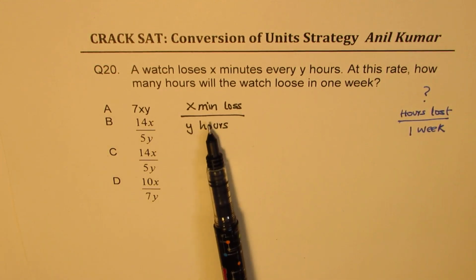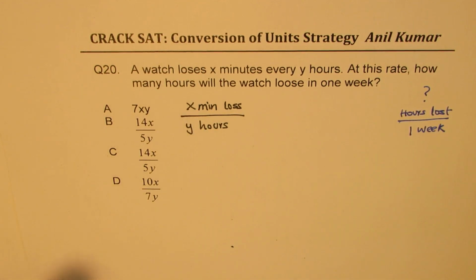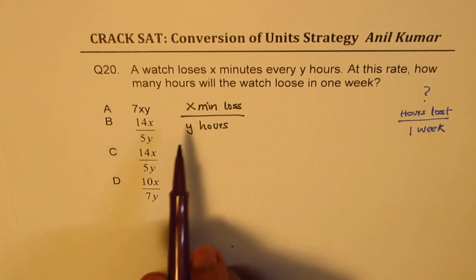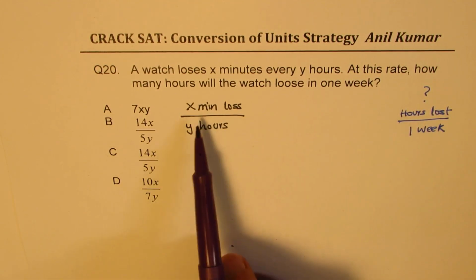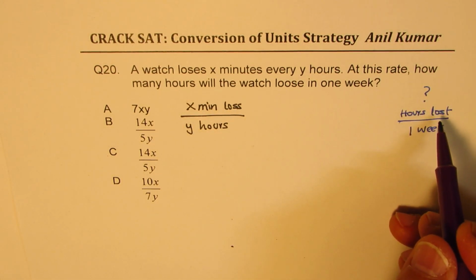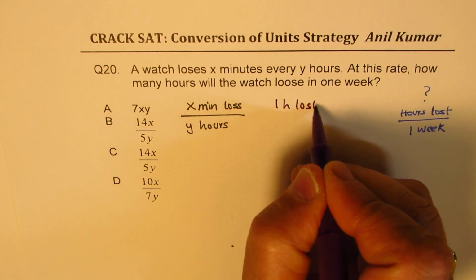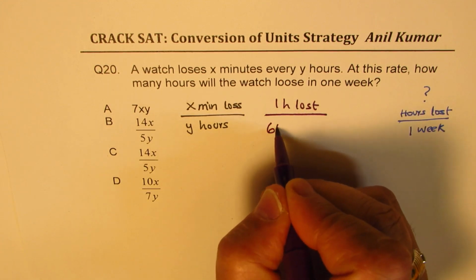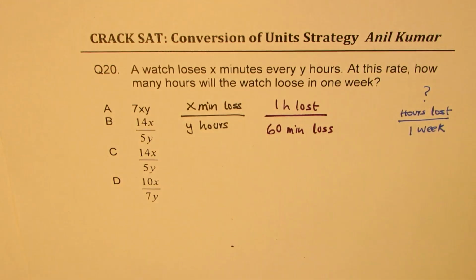Now how to get from here to there is by using conversion of units. So you don't really have to think a lot. You don't really have thinking time when cracking such questions. So what should you do? Just change the units. We want hours lost, not minutes lost. So convert minutes lost to hours, right? So how do you do it? 1 hour lost will be equal to 60-minute loss, correct? So that gives you a conversion.